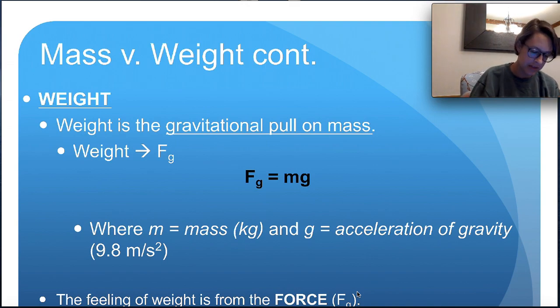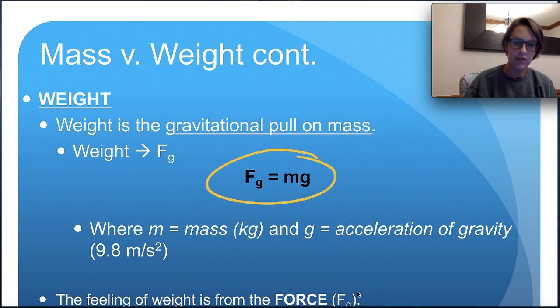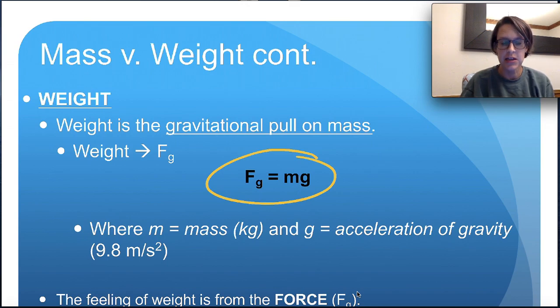And so our formula is this one. Force of gravity, F of G, that's a little subscript G, is equal to mass, which is the M, times the acceleration due to gravity, which is the G. On Earth, that's 9.8 meters per second squared. Weight is a scalar value. It does not have a direction associated, so you can drop the negative off the G for now.